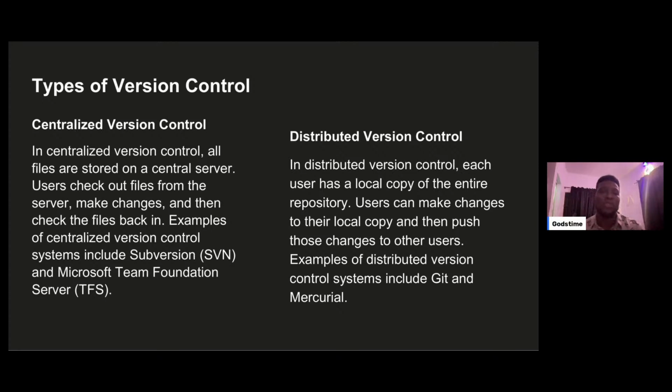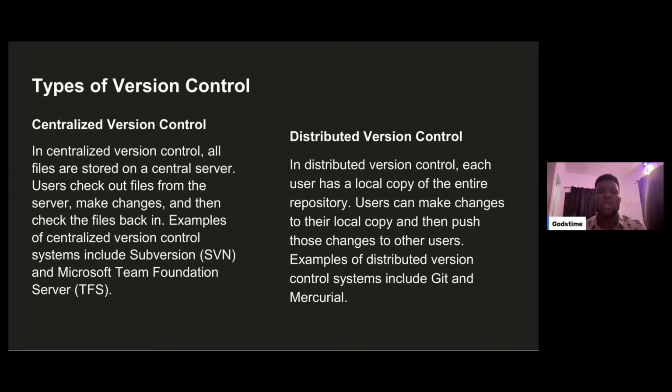In centralized version control, all files are stored in a central server. All collaboration happens on the central server. So the code is in one place, and everybody collaborates on that server. Users check out files from the server, make changes, and then check the files back in. Examples of centralized version control systems are Subversion and Microsoft Team Foundation. I think Team Foundation is now called Azure DevOps.